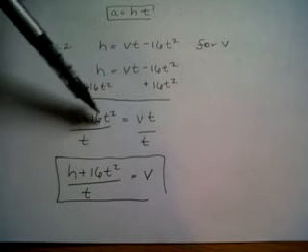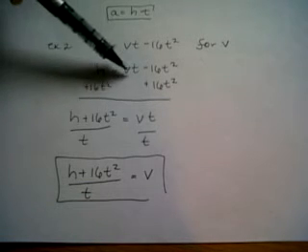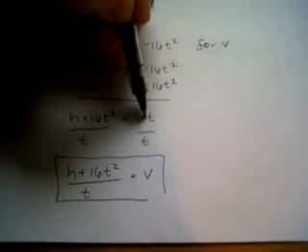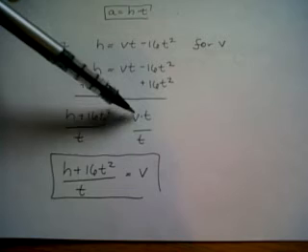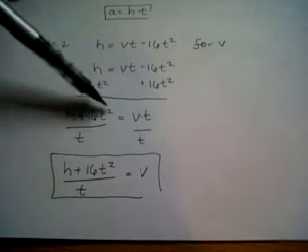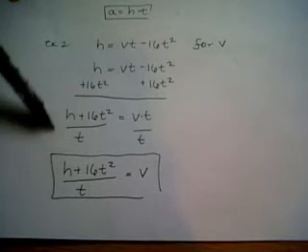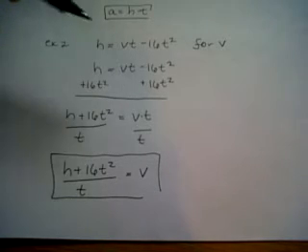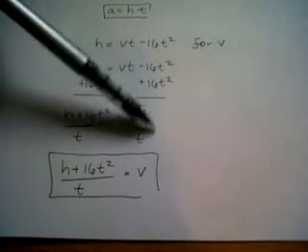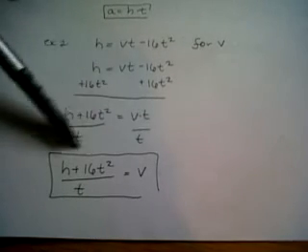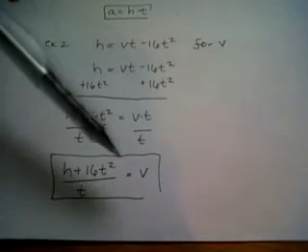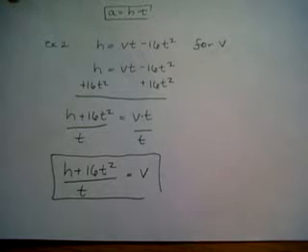So I am left with h plus 16t squared. Well, now on the right-hand side, I'm left with vt. Well, what's the opposite of multiplying by t? It is dividing by t. So I will divide this side by t. Then I have to divide the other side by t. Notice I divide the whole thing by t, not just the t part. When we're adding and subtracting, we combine the like terms. When we're dividing, I'm going to have to divide the whole thing by the t. So I'm left with h plus 16t squared divided by t equals v.